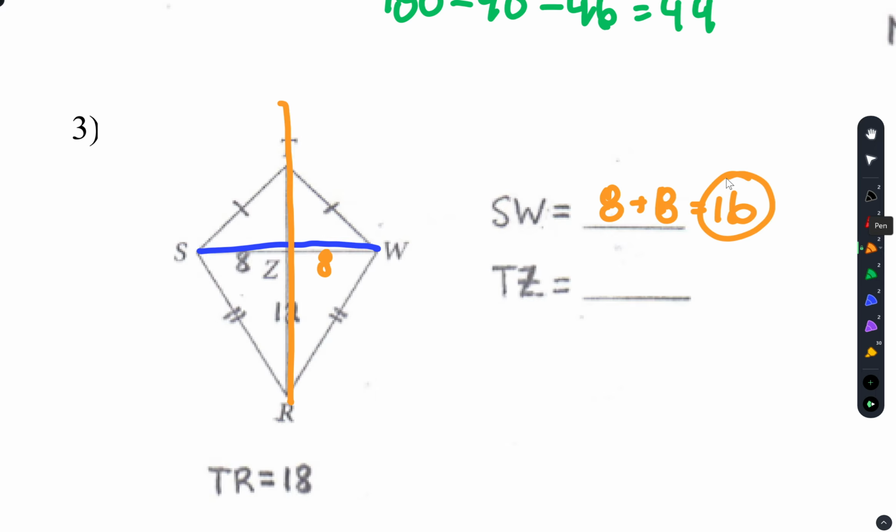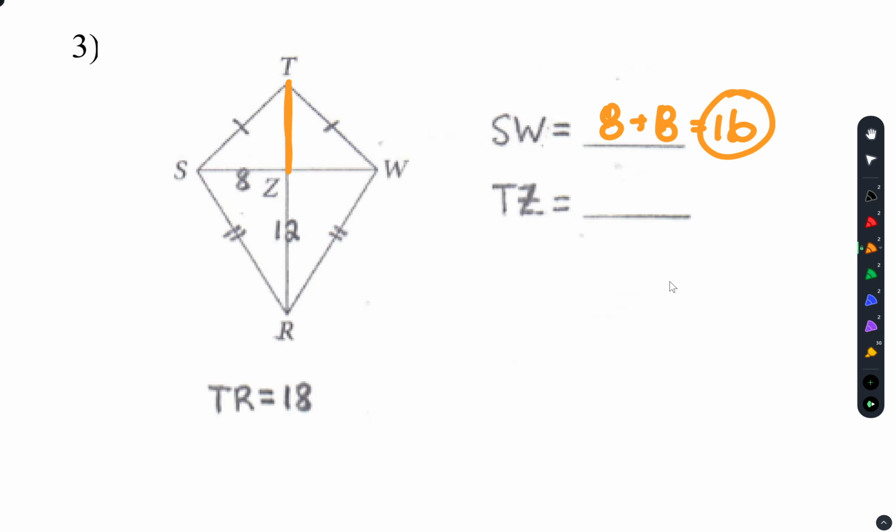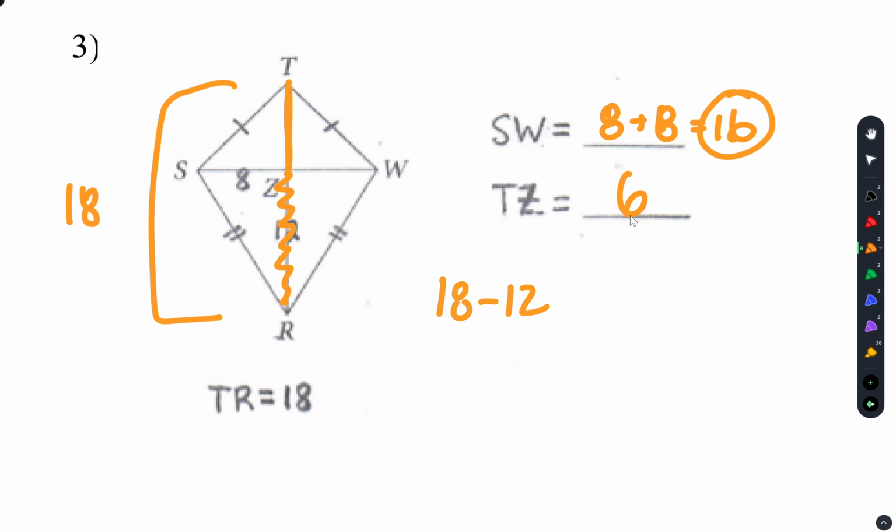And then what about TZ? Here's TZ. Don't make this harder than it has to be. Aubrey? Yeah, TR, the entire thing is 18. This part down here is 12. 18 minus 12, 6. Beautiful. Any questions?